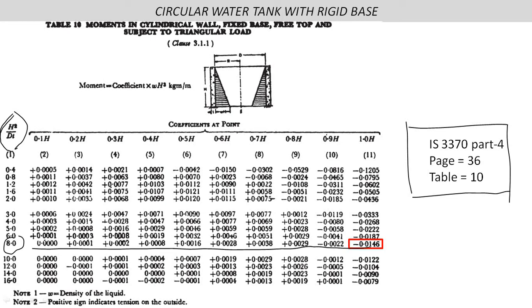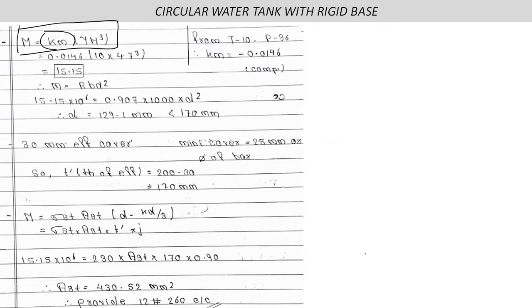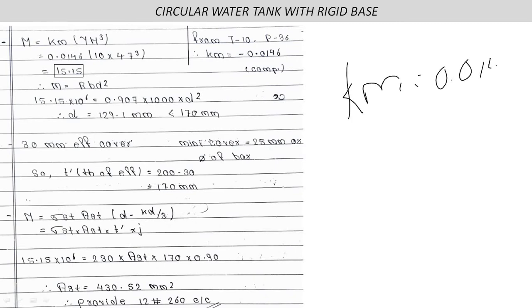We have observed all these values and the maximum value should be taken. So from this the maximum value is 0.0146. So we will use the value of Km as 0.0146. So we have provided the value of Km as 0.0146. So we will solve this equation.